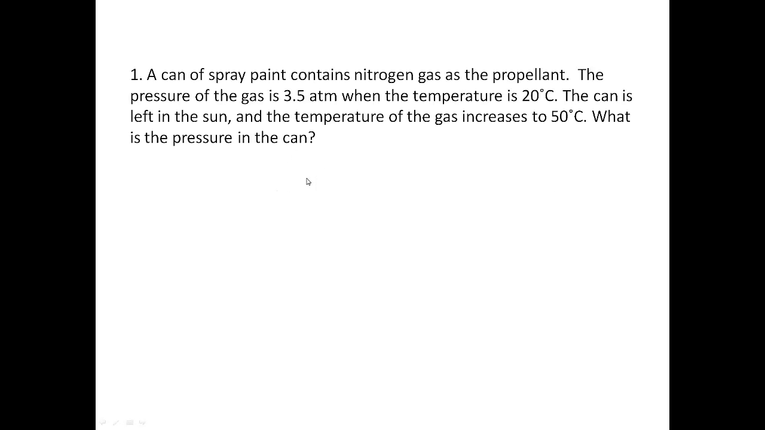Let's get going. Okay, a can of spray paint contains nitrogen gas, the propellant. The pressure of the gas is 3.5 atmospheres when the temperature is 20 C. What is the pressure when it's 50 C?